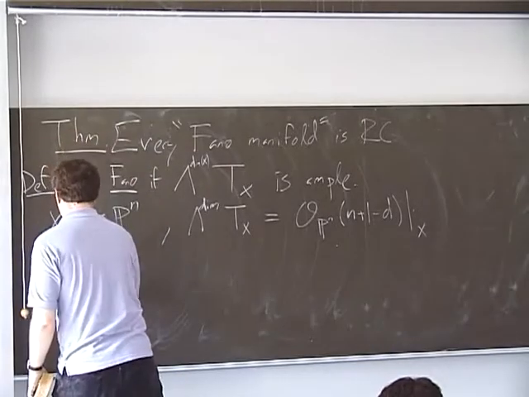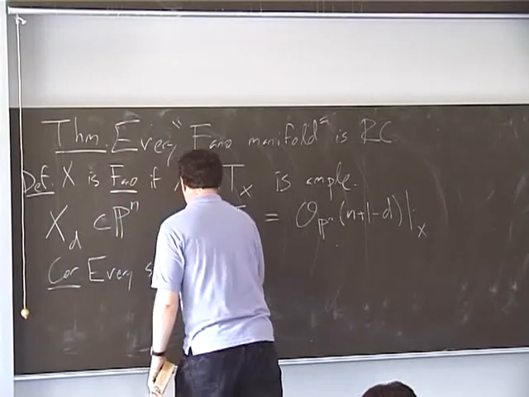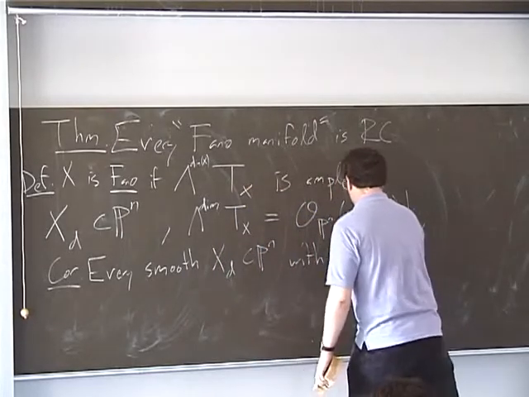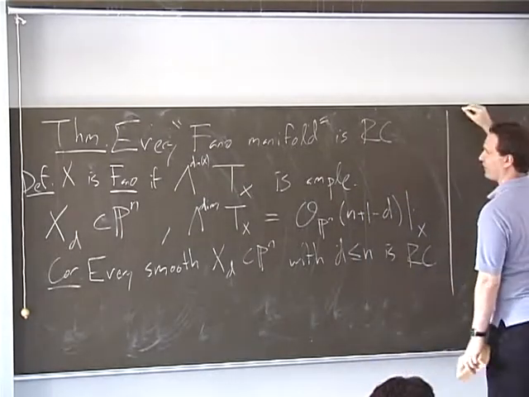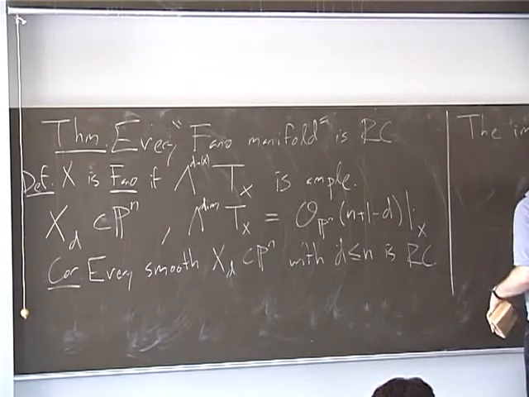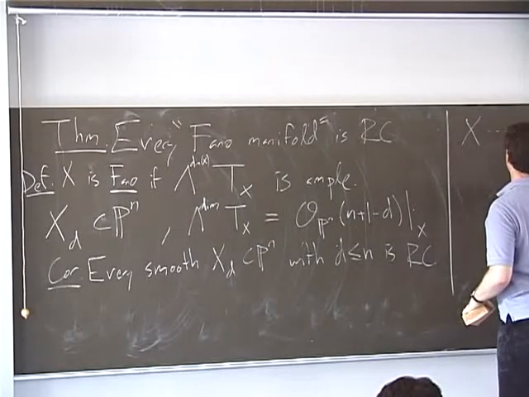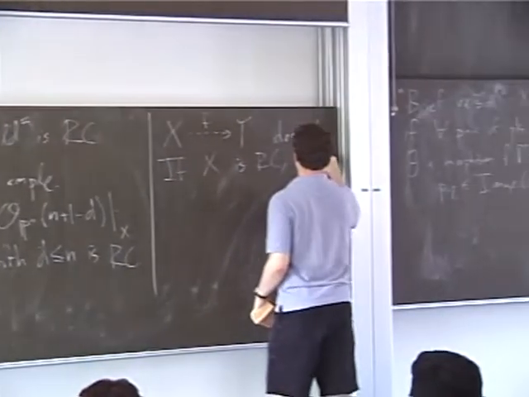So as a corollary, every smooth hypersurface with d less than or equal to n is rationally connected. This is one consequence. Another property is that the image, more generally, if you have a dominant rational transformation, then if X is RC, then Y is RC.